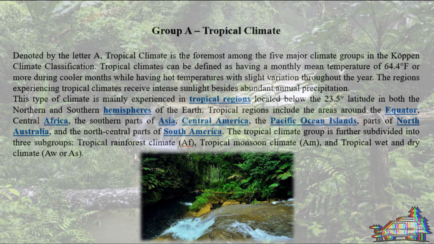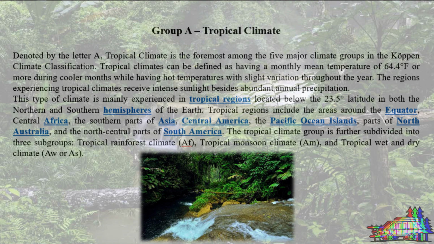The regions experiencing tropical climates receive intense sunlight besides abundant annual precipitation. This type of climate is mainly experienced in tropical regions located below the 23.5 degrees latitude in both the northern and southern hemispheres of the Earth. Tropical regions include the areas around the equator, Central Africa, the southern parts of Asia, Central America, the Pacific Ocean islands, parts of North Australia, and the north-central parts of South America.